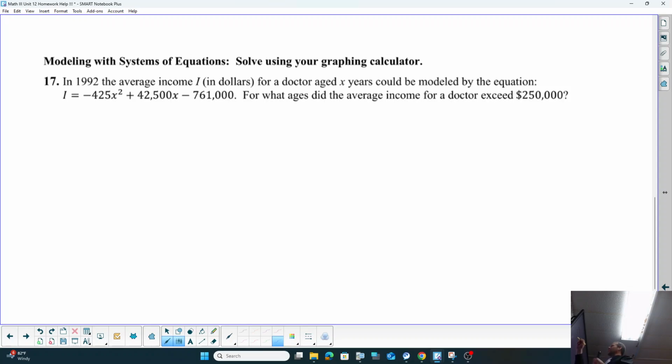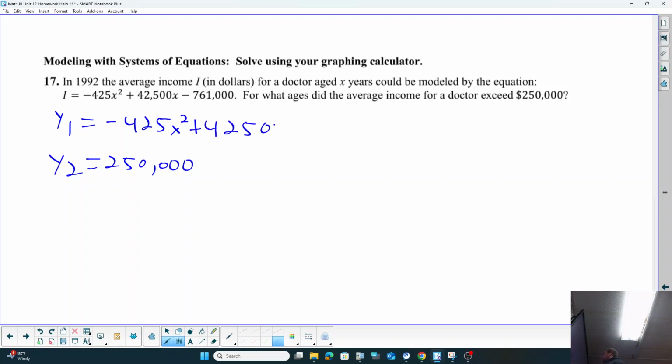So basically, this is going to be like your Y1. And this is going to be your Y2. 250,000 is like your threshold. And so you're just going to plug this into your calculator. And you're going to find the intersection, right? Find the intersection. There we go. So that's your Y1 and Y2.